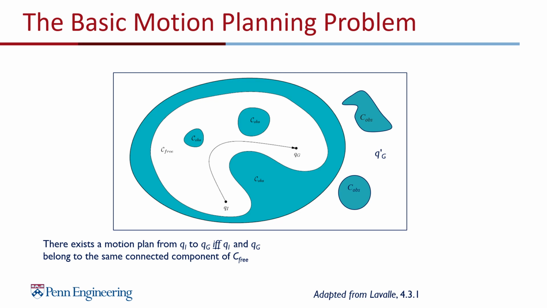The basic motion planning problem deals with developing techniques that allow a robot to automatically decide how to move from one configuration to another. We are looking for a path through the configuration space that takes our robot from an initial configuration, denoted by QI, to a goal configuration, QG, while avoiding the obstacles marked here in teal.